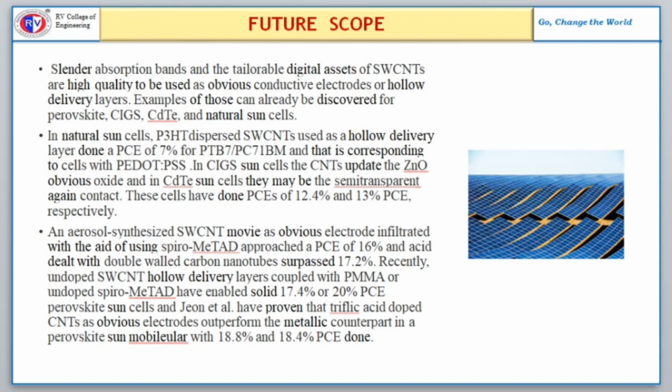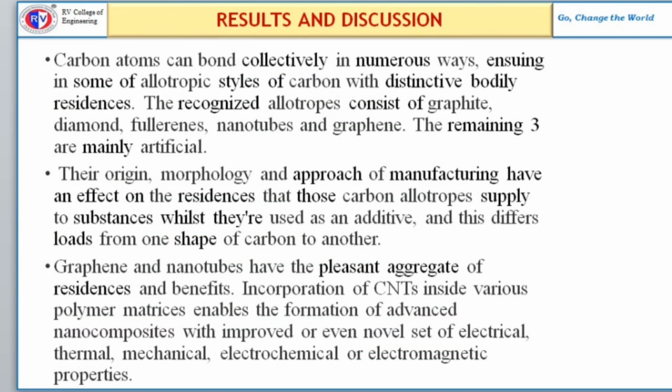Perovskite solar cells, Jeon et al. have shown that trifluoromethanesulfonic acid doped CNTs as transparent electrodes outperform the metallic counterpart in a perovskite solar cell, with 18.8% and 18.4% PCE achieved. Next, we come to the results and discussion.